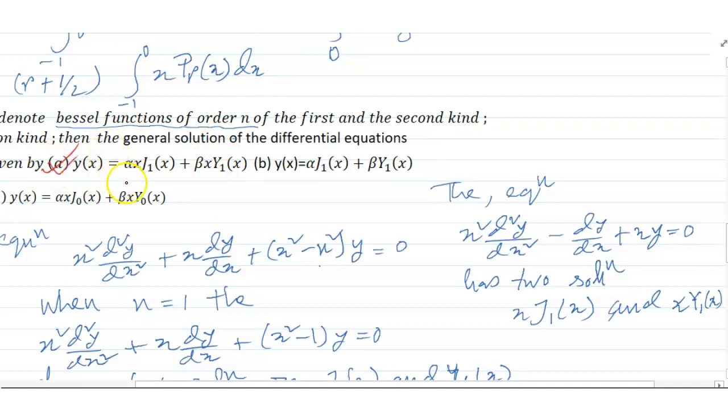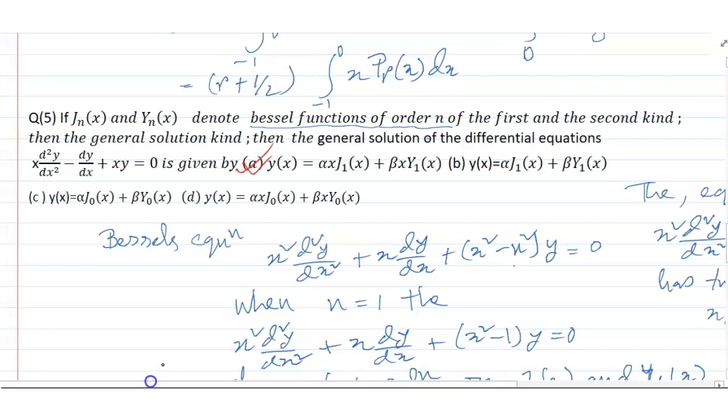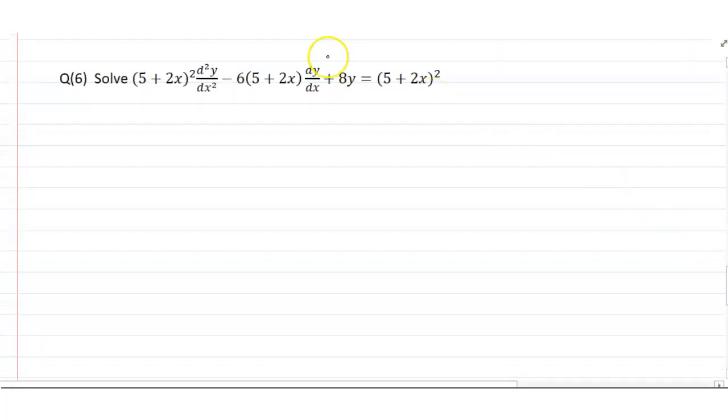Number A is my correct answer. So friends, I shall go to the next problem. Next problem is a very beautiful problem, friends. The problem is (5 + 2x) Cauchy-Euler equation.